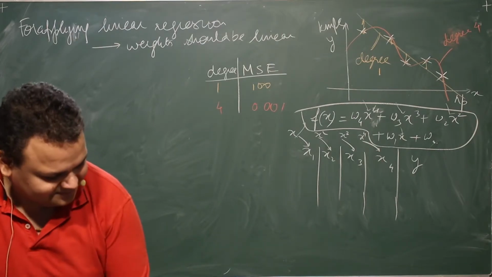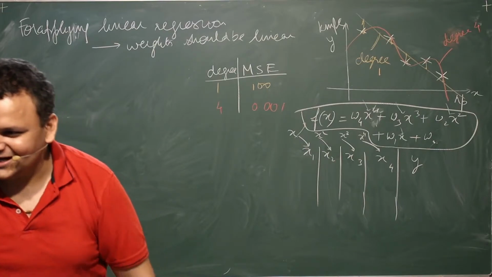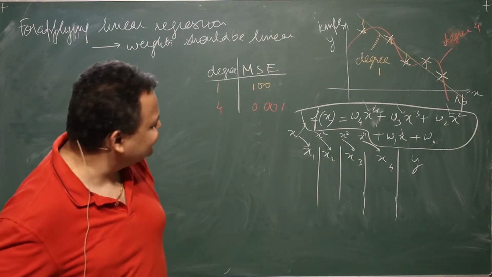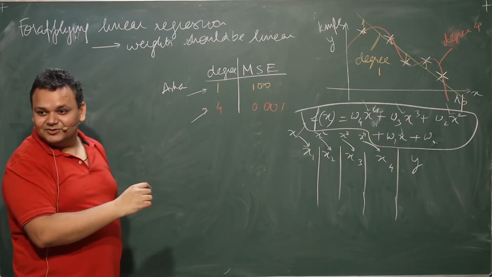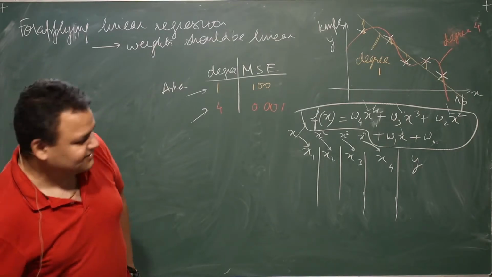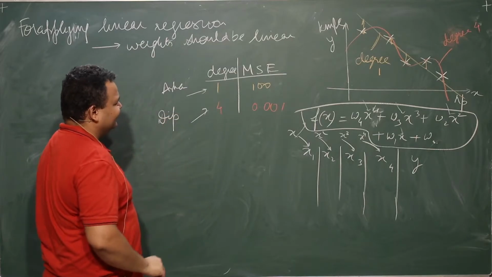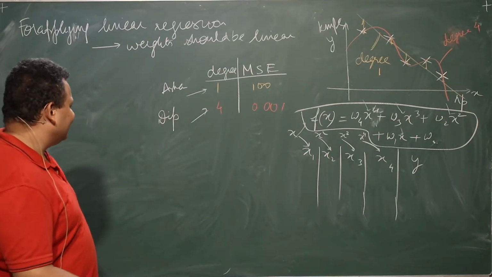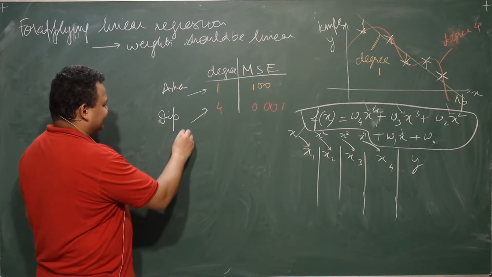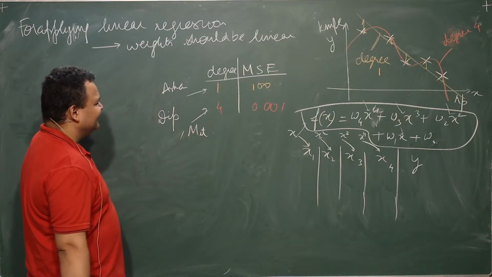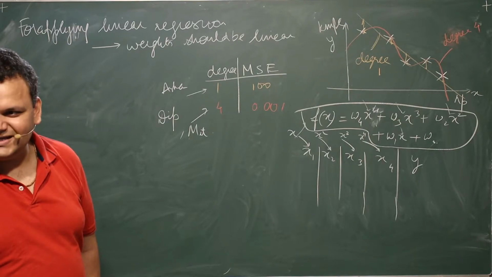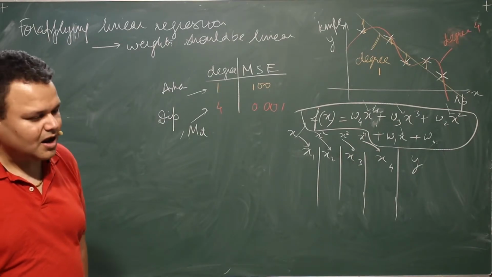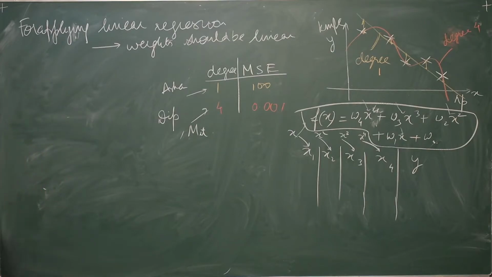Mitanshu, are you there? Yes, sir. What do you think? Which of these two will we choose? Let me write down the names. This is Asha, and this is Dipankar. Mitanshu, what do you say? Degree 4. Why? Because the error will be so much less compared to degree 1.